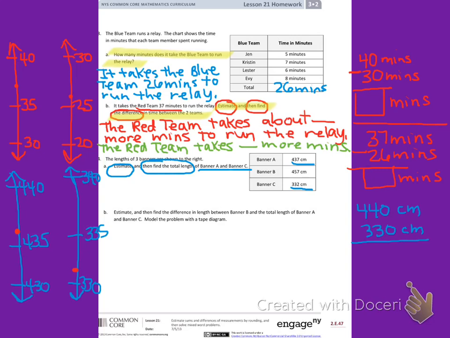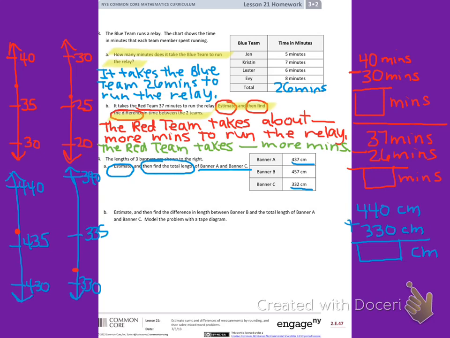If we're finding the total length, we add. Determine the total length in centimeters, and then write your sentence. Banners A and C are about blank centimeters long. Then find the total length using the exact numbers. Write 437 centimeters plus 332 centimeters. Find the exact length of banners A and C, and then write it down. Banners A and C are blank centimeters long altogether.